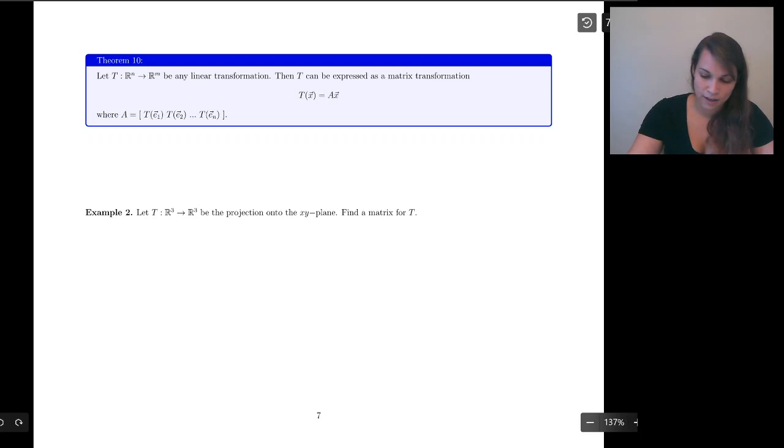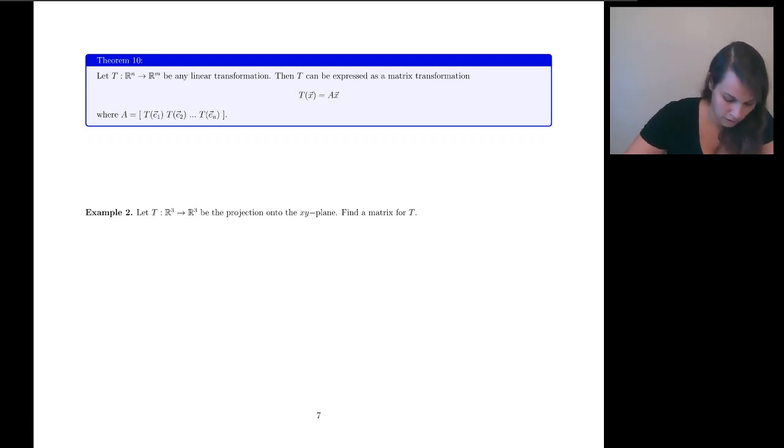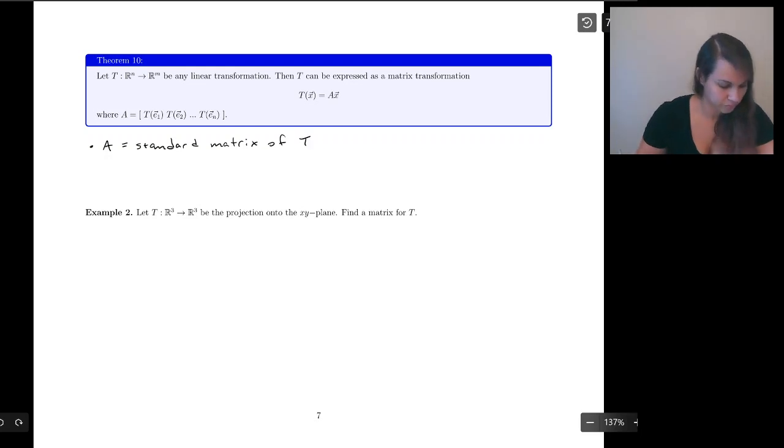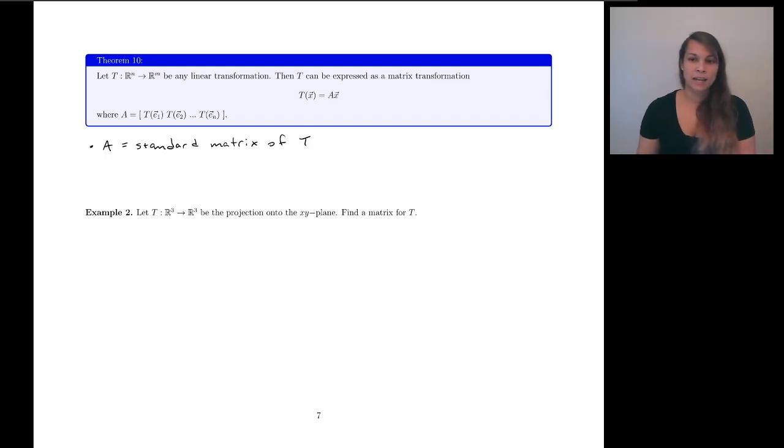We're going to have a quick vocabulary moment. We call A the standard matrix of T. So that means this theorem is going to let us express any linear map as a matrix map. For instance, let's do a couple of examples where we see this happen.